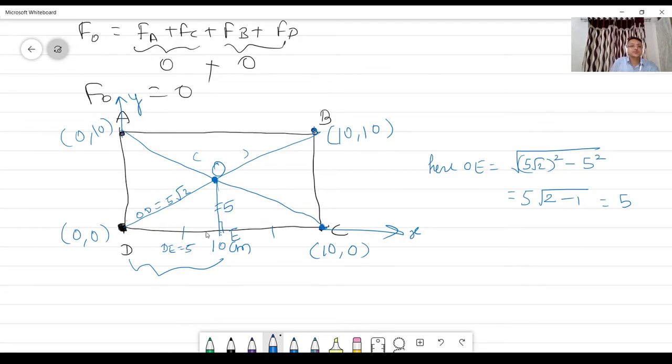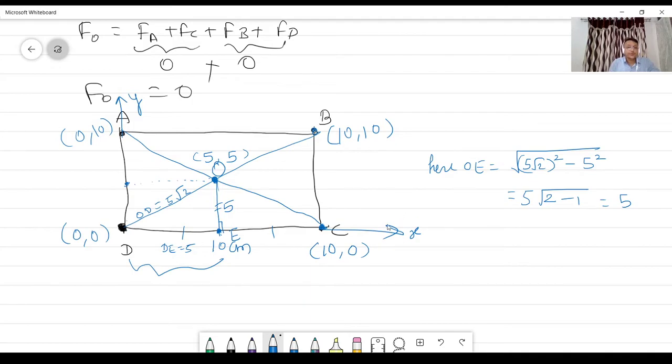What is the x position of this point? It is 5, because it is the distance from the y-axis here. This point is 5 here, and similarly this point is also 5. So the location of this O point is 5, 5.